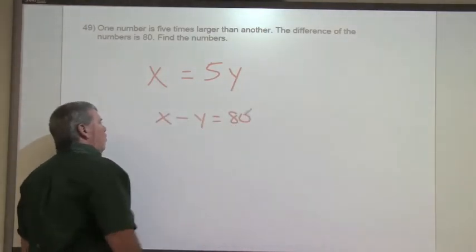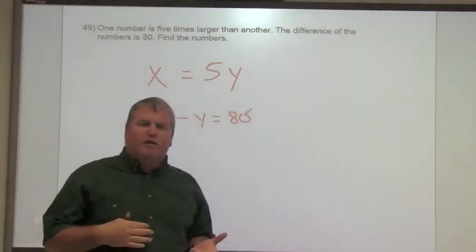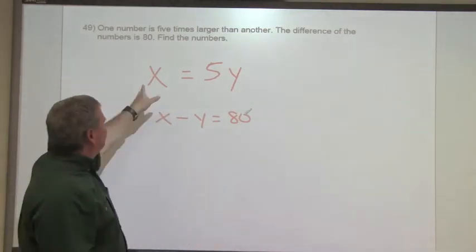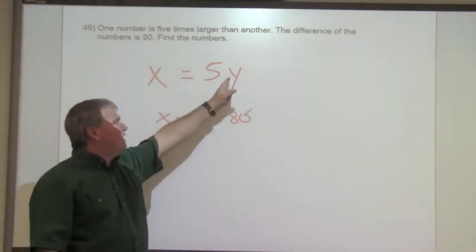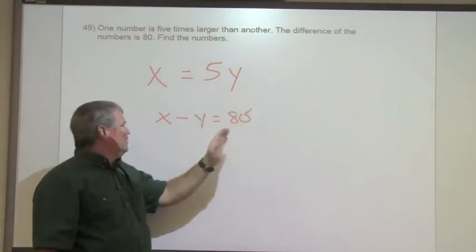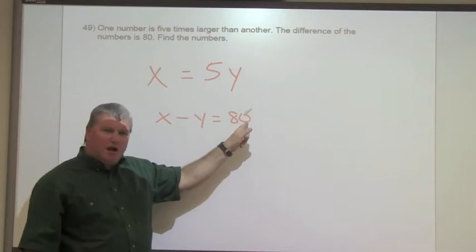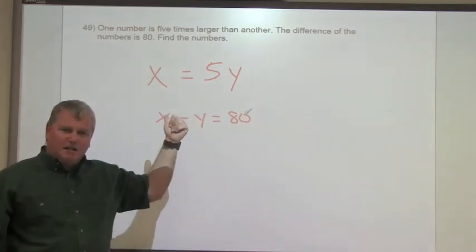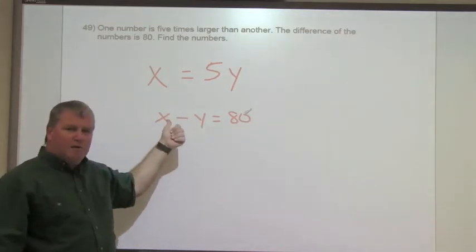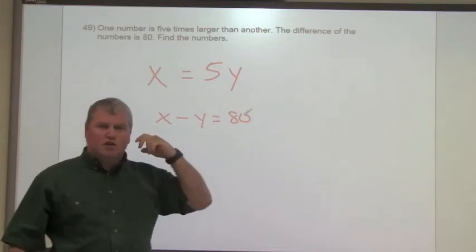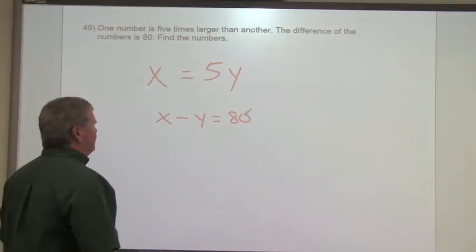And if you ask, why did I choose x to go first rather than y? Because x is my larger number. It's 5 times bigger than y. And the reason I put x first is because for this to be a positive number, if x is positive, then x is going to have to be first to make sure that it comes out positive.